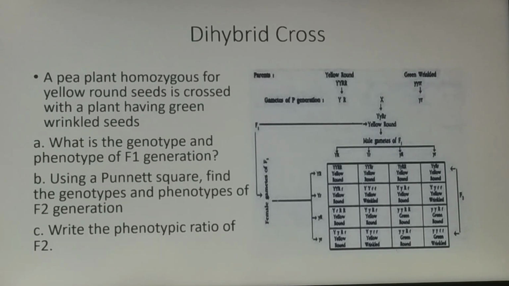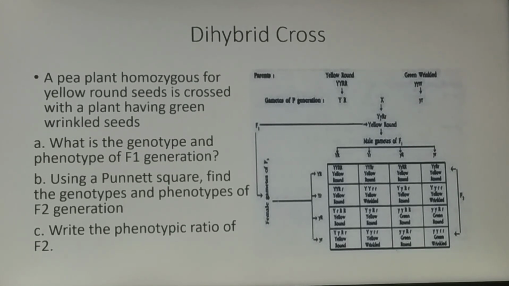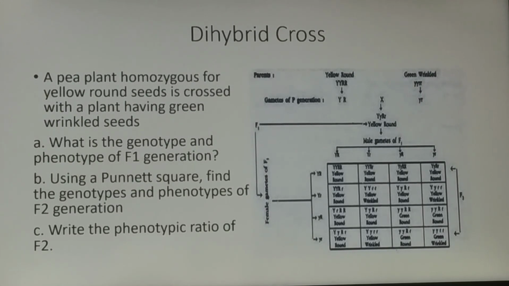The genotypes. So in the question, once again go back to the question, read the question. It is clearly mentioned there. The pea plant is homozygous for yellow round. So what will be the genotype? Capital Y, capital Y, capital R, capital R. Okay, is crossed with a plant having green wrinkled seeds. Green and wrinkled are recessive traits. So you write the genotype as small y, small y, small r, small r. Now the next step is the formation of gametes.